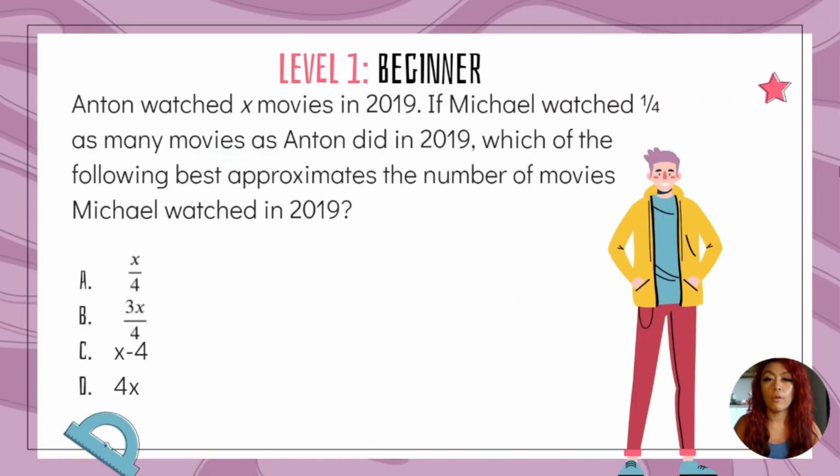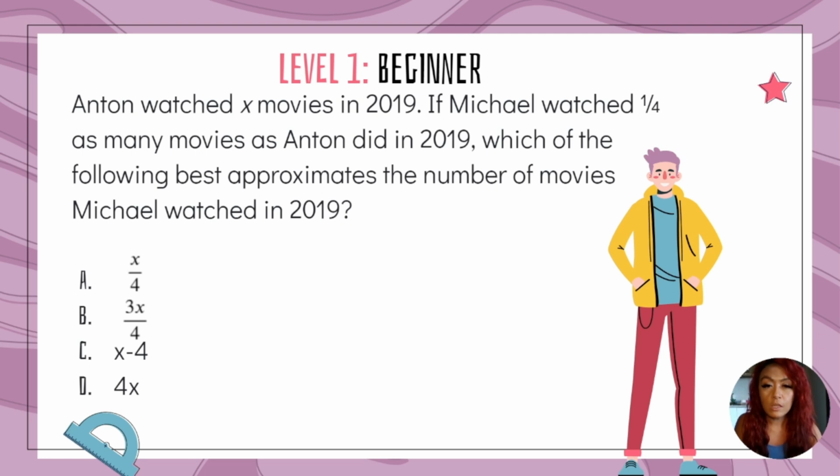So we'll start with our level 1 beginner problems. We have this word problem here. Anton watched X movies in 2019. If Michael watched 1/4 as many movies as Anton did in 2019, which of the following best approximates the number of movies Michael watched in 2019?